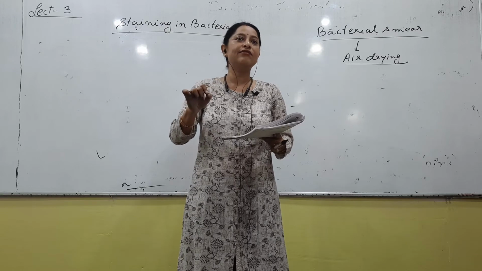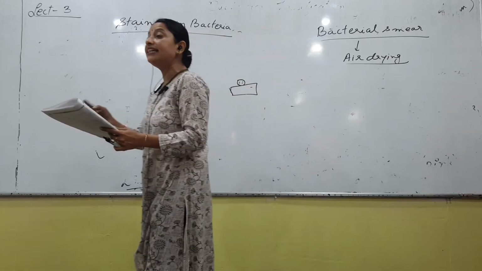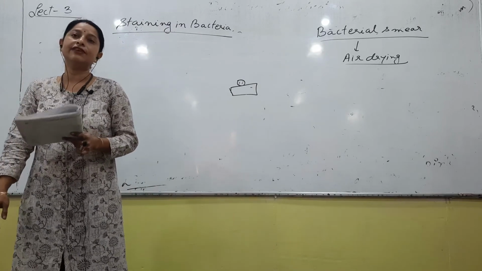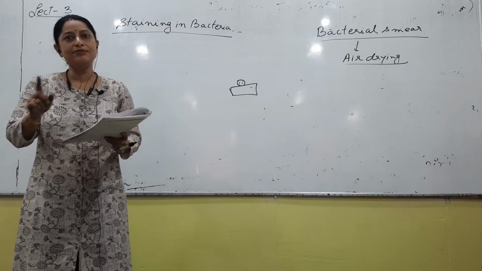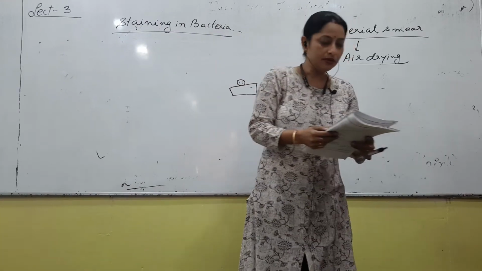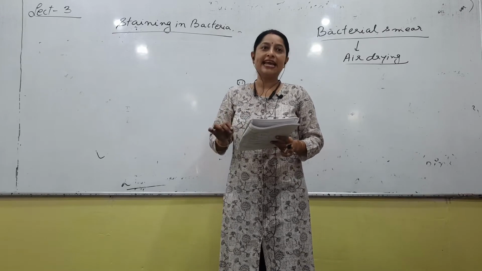The first color that we use is crystal violet, right? Crystal violet is also called as gram stain. It is also called gentian violet, right? All the three names you need to remember. It is called as gentian violet. Once the color is given, the bacteria gets stained, right?